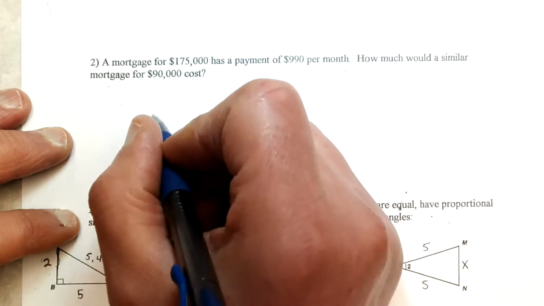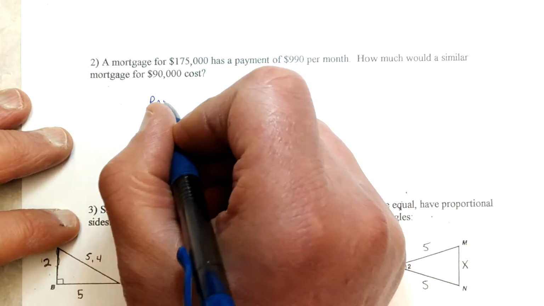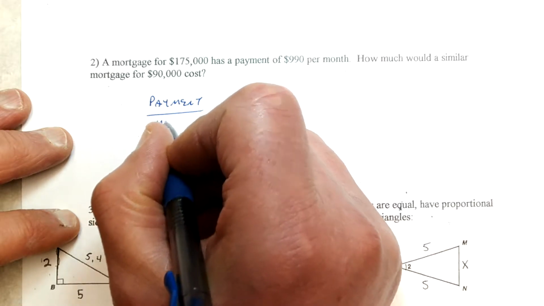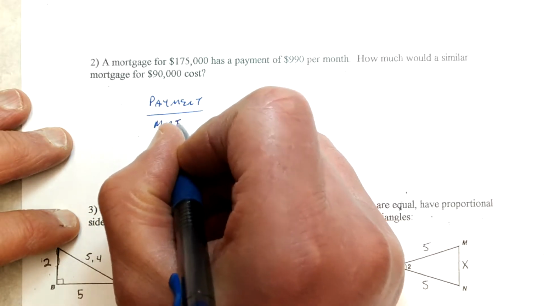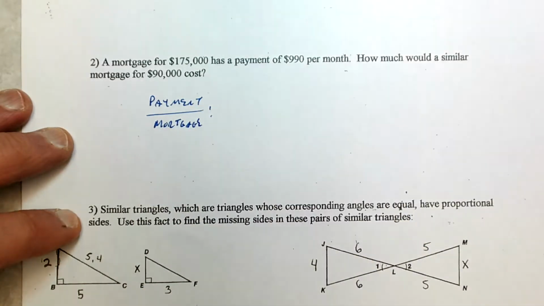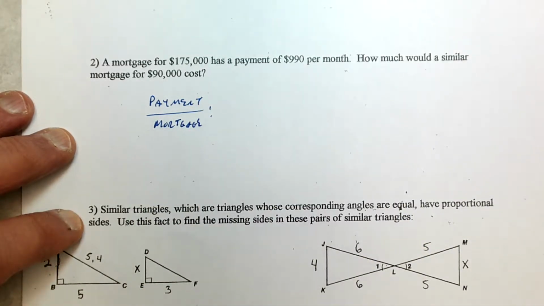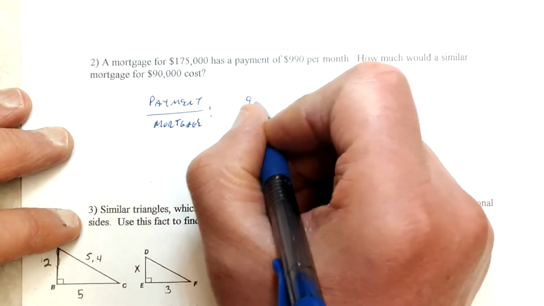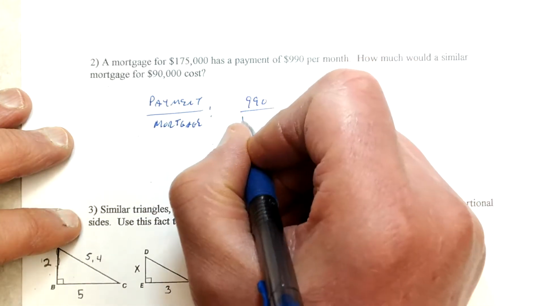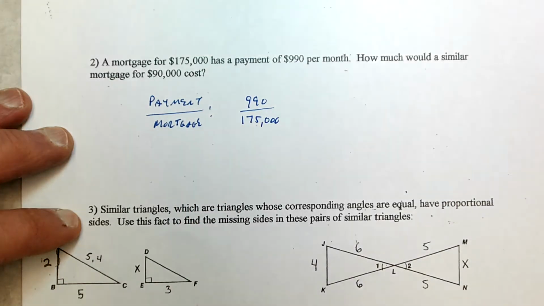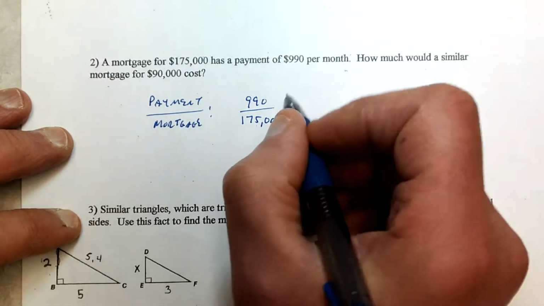So why don't we say this? We really can create a payment per mortgage value ratio. And let's do that in both scenarios. So in this top one, the payment was $990 a month when the mortgage itself was $175,000 borrowed. And let's compare that then.